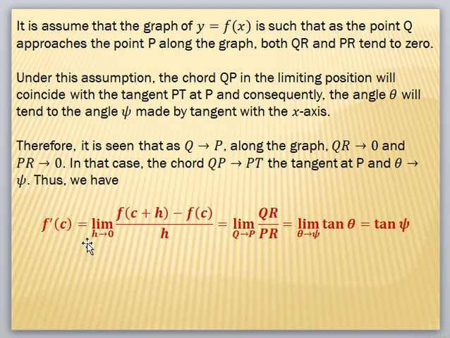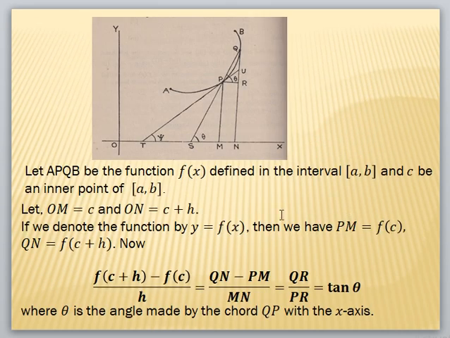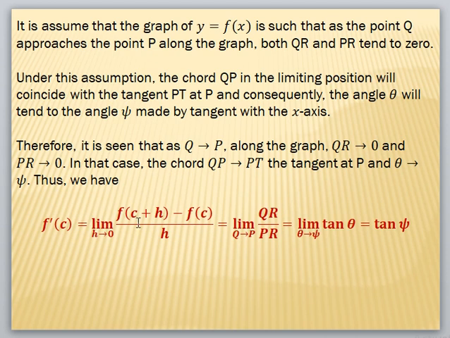So what we get is f dash c. Now this limit, h tends to 0, f(c+h) minus f(c) by h, we know is the derivative by definition. So this is dy dx at x equal to c, or f dash c. So we see that this derivative ultimately becomes equal to tan of psi. So what is this psi? This psi is the angle which we have just seen here. The psi is the angle which the tangent at the point P makes with the positive direction of the x-axis. So we get that the derivative dy dx at x equal to c is equal to the trigonometrical tangent of the angle psi which the geometrical tangent makes with the positive x-axis.